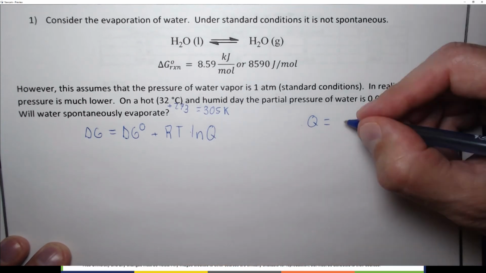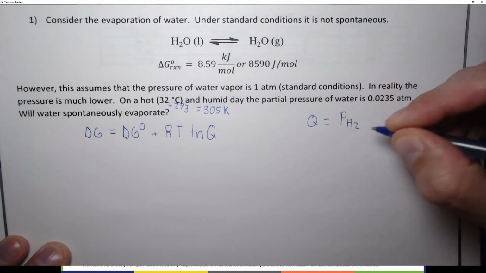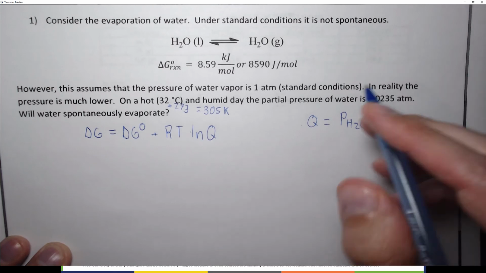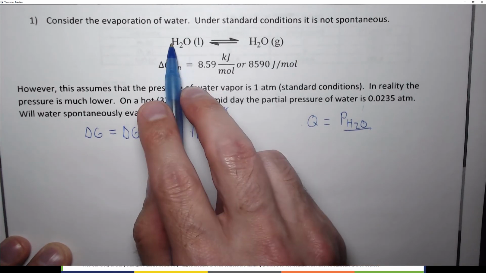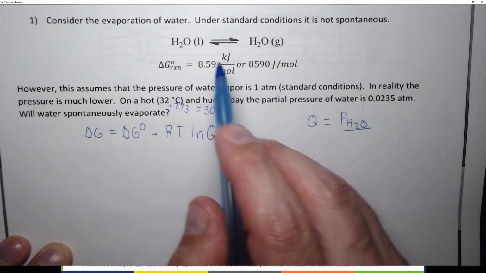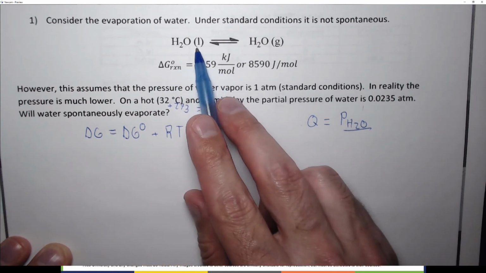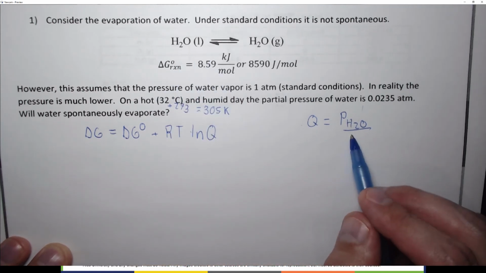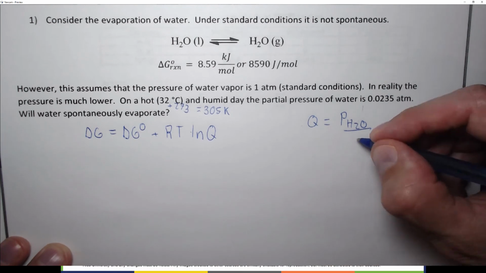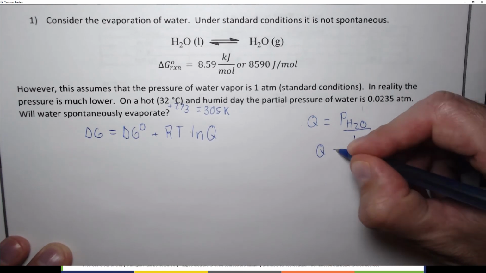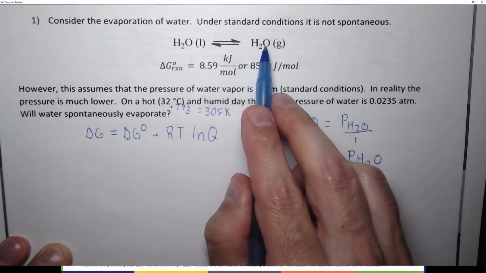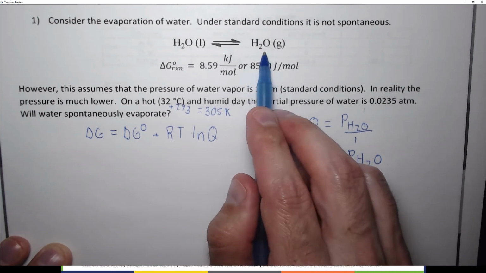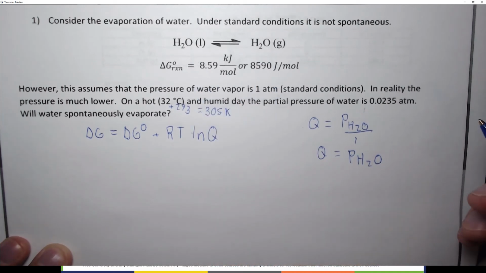If we look here, it's going to be the pressure of water to the 1, right, because there's 1, divided by, this is a liquid. So just like in a K expression, we don't put anything that's not aqueous or gas. In a Q expression, we also don't put that. So it's either over 1 or Q simply equals the pressure of H2O, because there's only a product in the expression. There's no reactant in the expression.